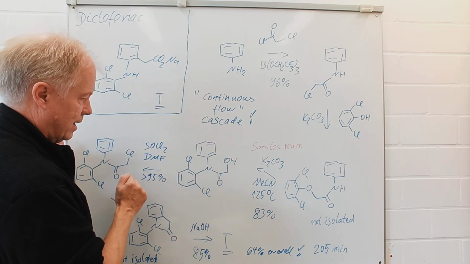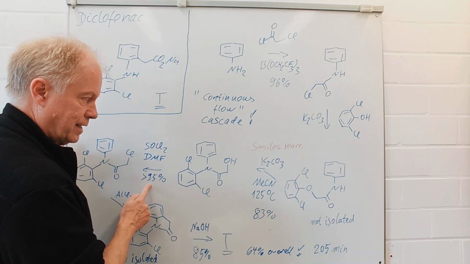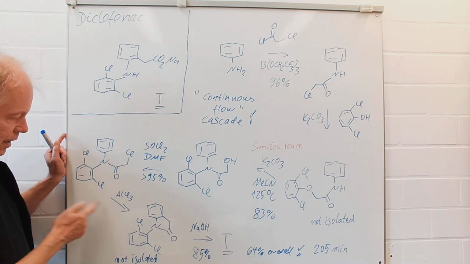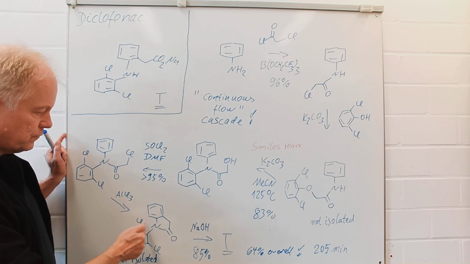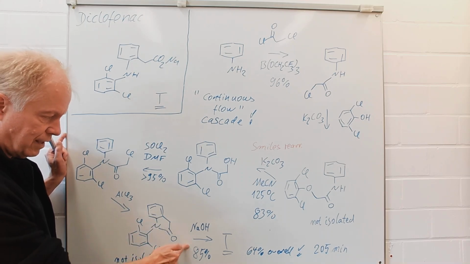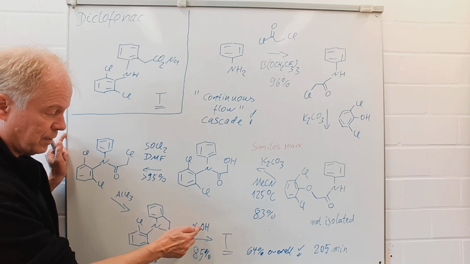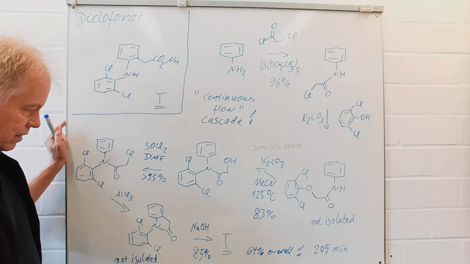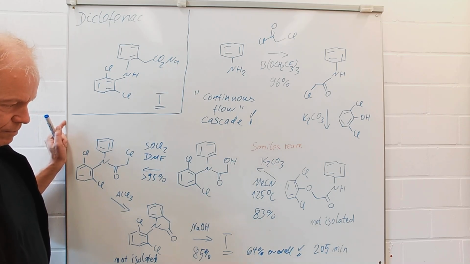If we treat that with thionyl chloride and DMF, then more than 95% yield of the chloride will be formed, and with aluminum chloride we will achieve the Friedel-Crafts alkylation here. This is not isolated, it's directly treated then at elevated temperatures with sodium hydroxide, and our target molecule will result, 85% yield over these two steps.